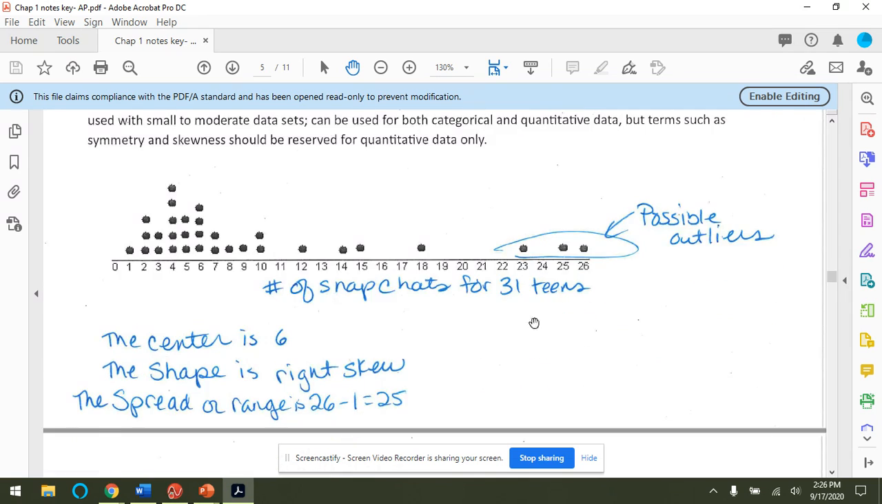Okay. The center is 6. The shape is right skew. And then the spread, I would use the term range to describe that. Take your max value, subtract your min. So do max minus min equals, and I got 25.